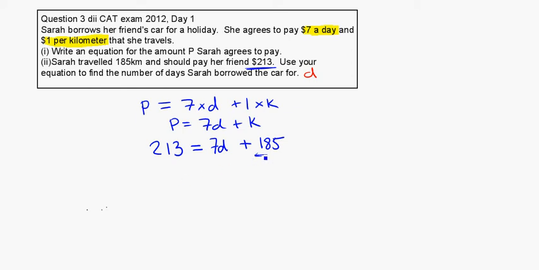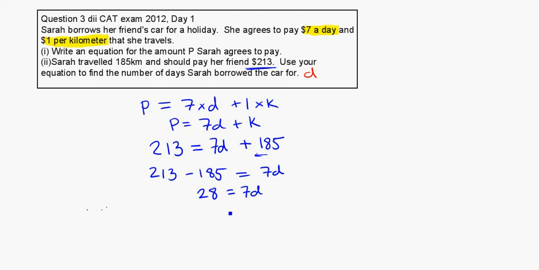If it's plus 185 currently, if we minus 185 from both sides, 213 minus 185 will be equal to 7d. And again, you don't have a calculator, so count it out on your fingers, figure it out somehow. But the difference between these two is actually going to be 28, and that's equal to 7d.